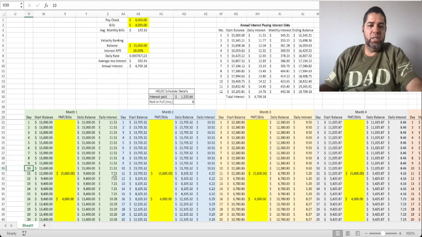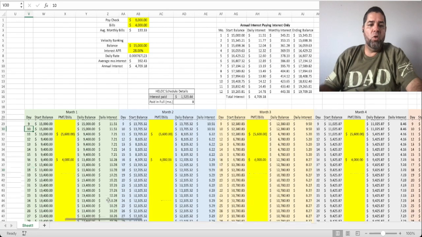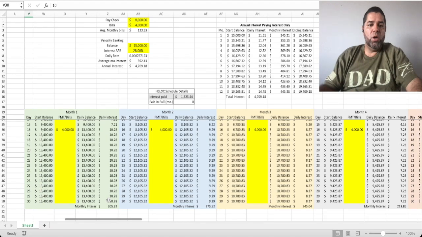And then let's say all of our bills go through in one day, which they won't, they're going to be spread out throughout the month. Let's say they all go through, for sake of argument, on the 16th. So there we're adding $4,000, and our new daily balance is $13,400. From the 16th all the way to the end of the month, which I have calculated to 30 days, we'll be paying $10.28 a day. Now the monthly interest on month one is $305.